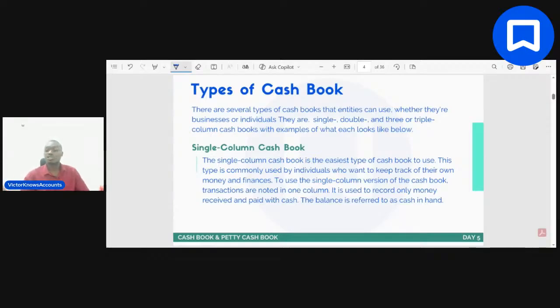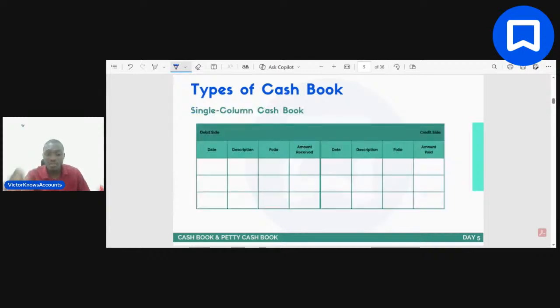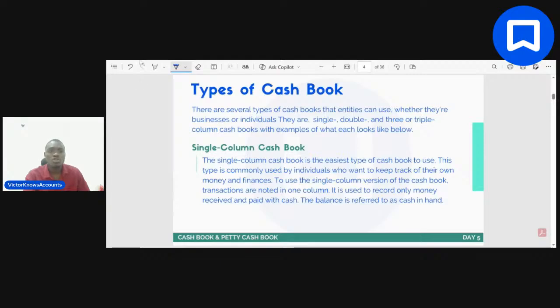So now the first one is the single column cash book, and I'm going to show you an illustration of that, like a format of it. All right. Now, when we are talking about the types of cash book, the only difference between cash books is the difference in the amount column. All right. It means that, of course, you know that for accounts generally, there has to be an amount to it.